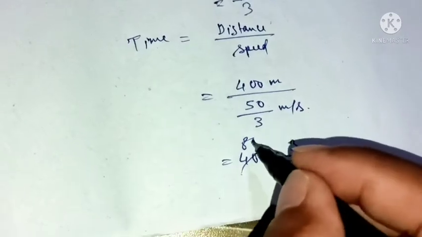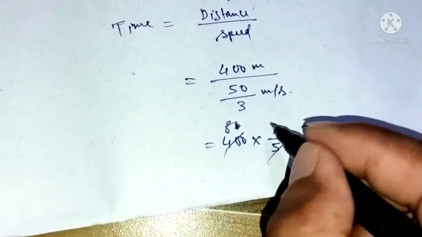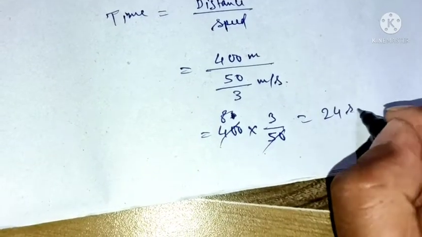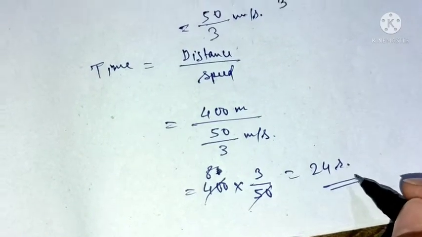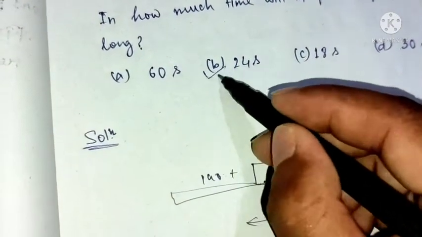Sorry, only 8, no 0, only 8. 8 3 24 second. So this is your answer. So we can find the option. Here it is, option B, 24 second.